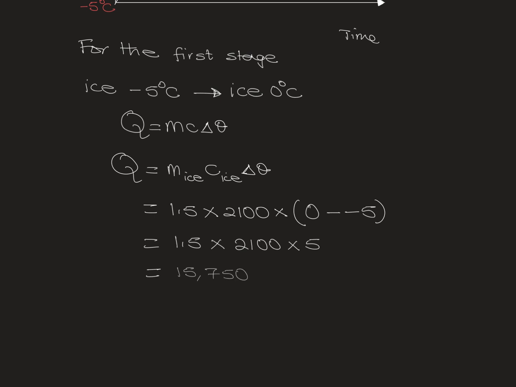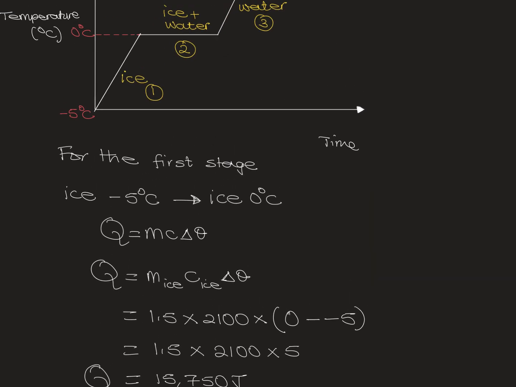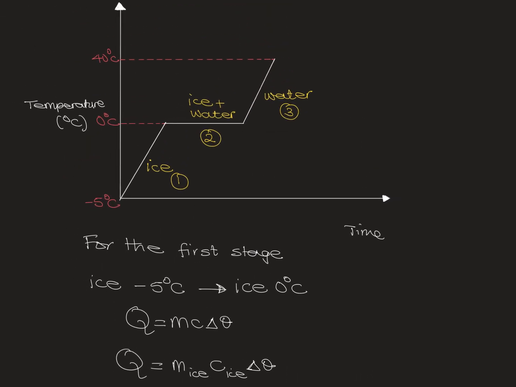15,750 joules. So since that is the energy for the first stage, we can call it Q1 more specifically, meaning that is the energy that is required to change ice at minus 5 degrees Celsius to ice at 0 degrees Celsius. So that is the first stage. Now, what is the second stage? The second stage is going to be here, which is ice at 0 degrees Celsius to water at 0 degrees Celsius.